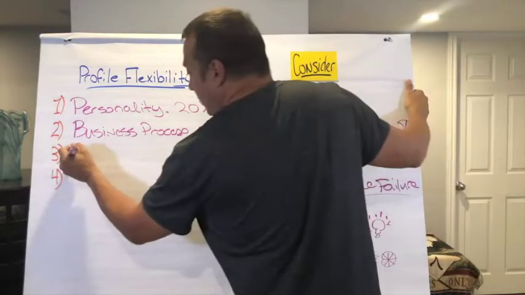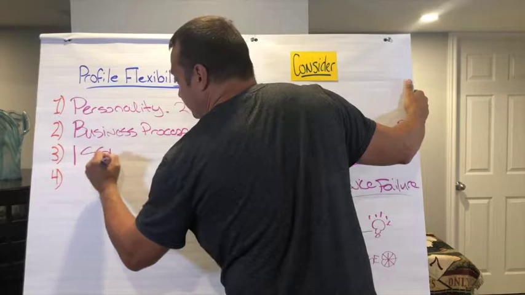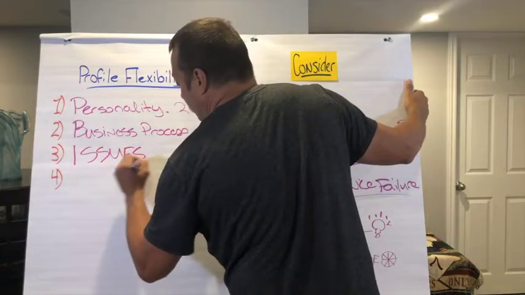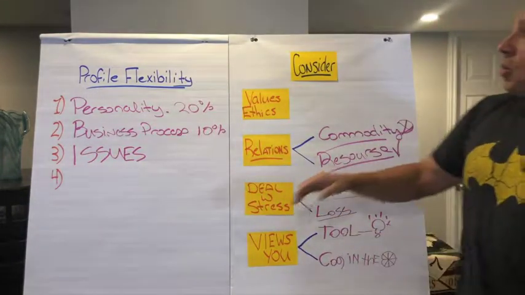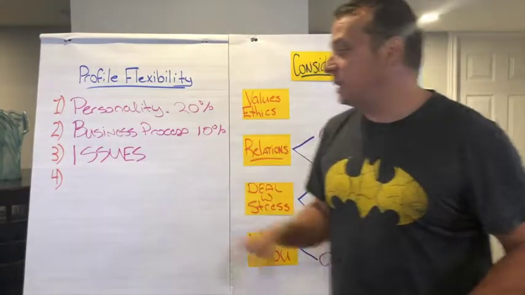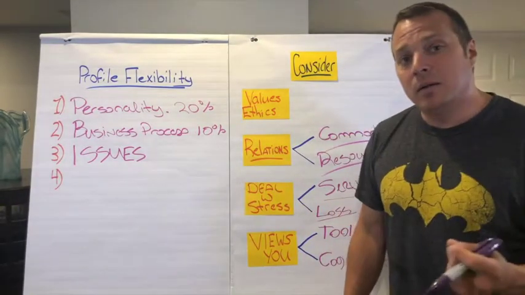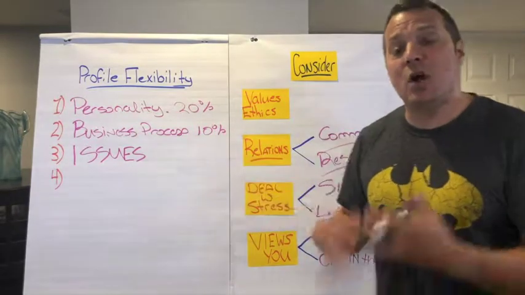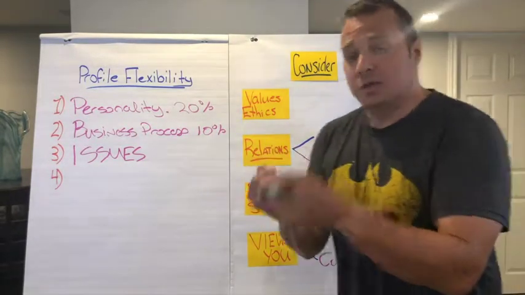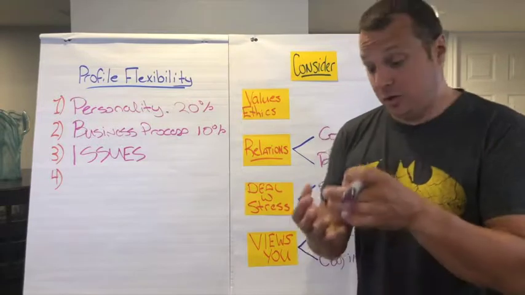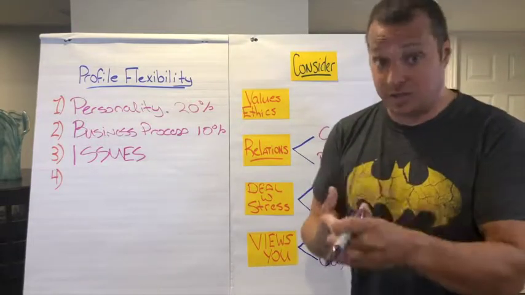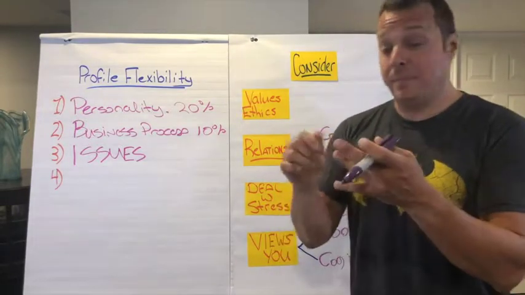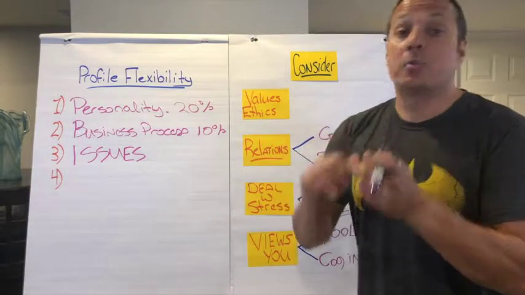Another thing I want to talk about is issues, right? So when your profile flexibility comes to issues, this is a big one because the issues that you face in transportation are vast, right? You've got supplier issues, you've got receiving issues, you've got consignee issues, you've got customs issues, truck breakdown, product not going to the right place, product damage when it gets there.